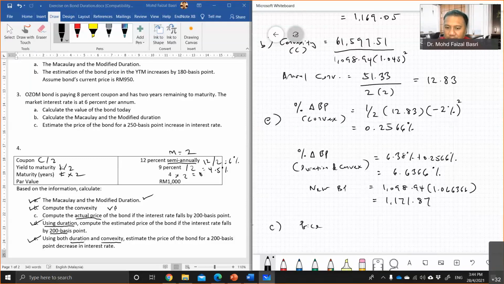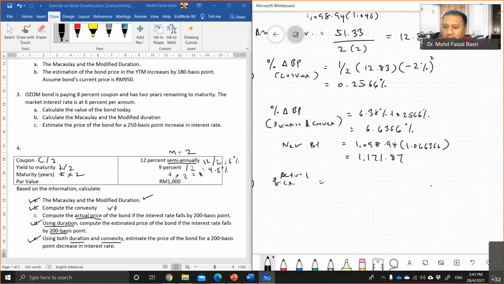But I'm going to use the actual price. To find the actual price, I rewrite the formula first. It will be based on coupon times PVIFA, K, N, plus par value times PVIF, K, N. As I said earlier, for this question, unfortunately, we cannot use the table because the rate of return, the K, is going to be 4.5% originally. There is a half here.